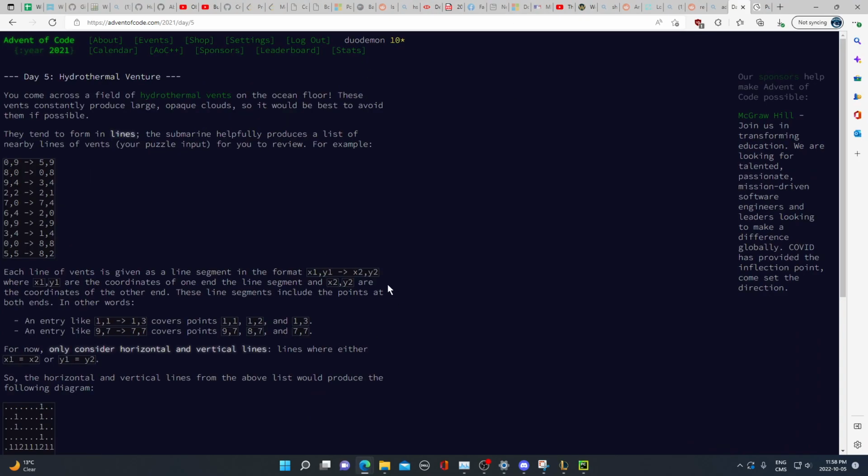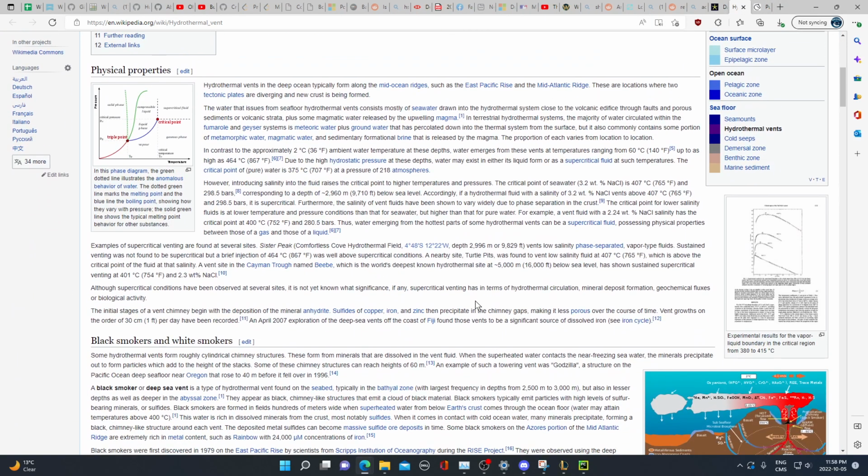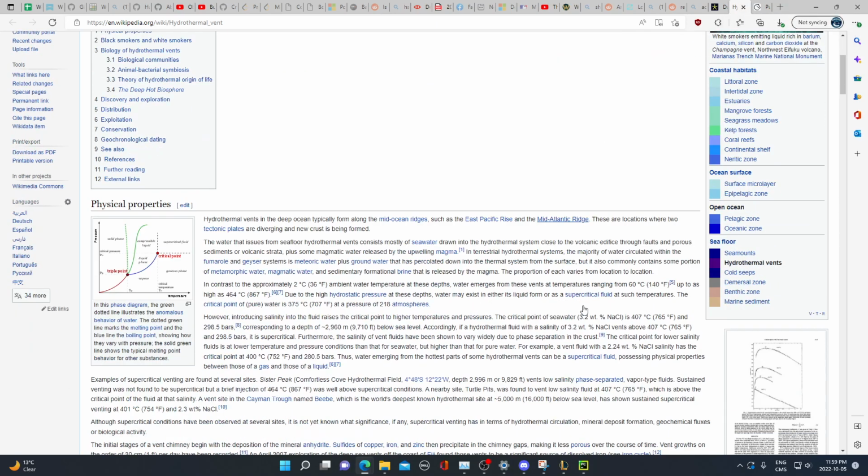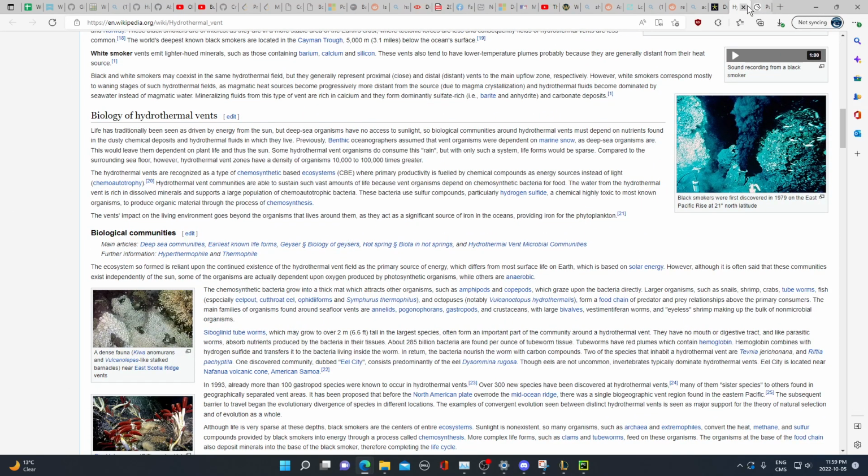Now for today's problem, hydrothermal venture. You come across a field of hydrothermal vents on the ocean floor. I assume these ones are stuck on the bottom of the ocean floor, and basically bacteria can grow near these. It's geothermically heated. Basically, there's no oxygen, but small organisms can survive off the sulfur or something, and that creates an entire habitat.